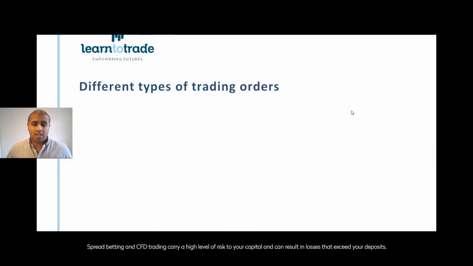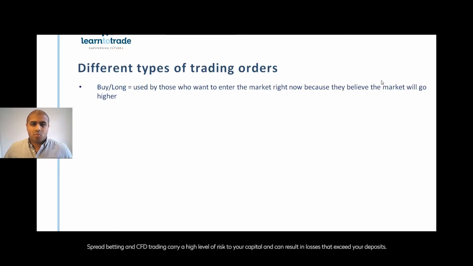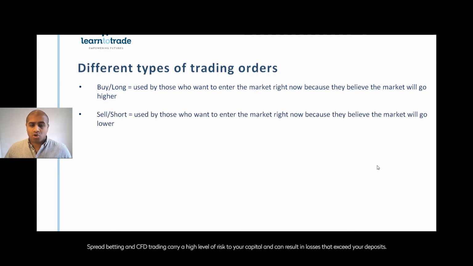When trading the financial markets, there's quite a few different types of orders that are available to traders. Let's have a look at some of the most common. So we have what we call a buy or a long trade. This is basically used by those who want to enter the market right now at the current market price because they believe the market will go higher. You've also got a short or sell order, which is used by those who want to enter the market right now at the current market price because they believe the market will go lower.